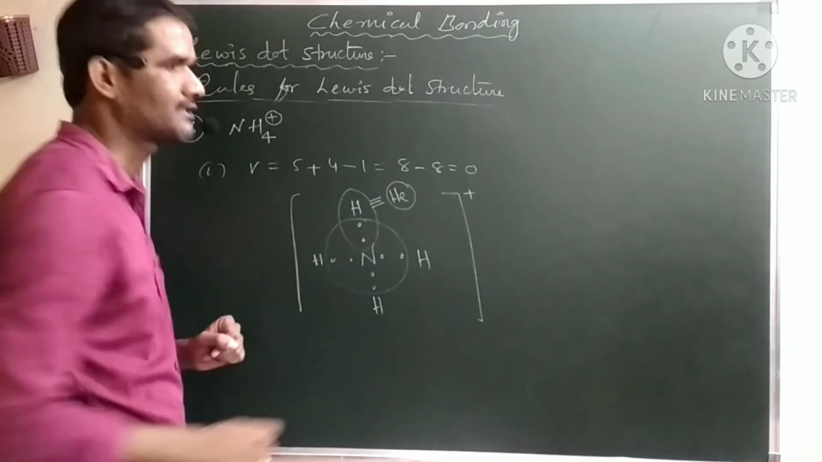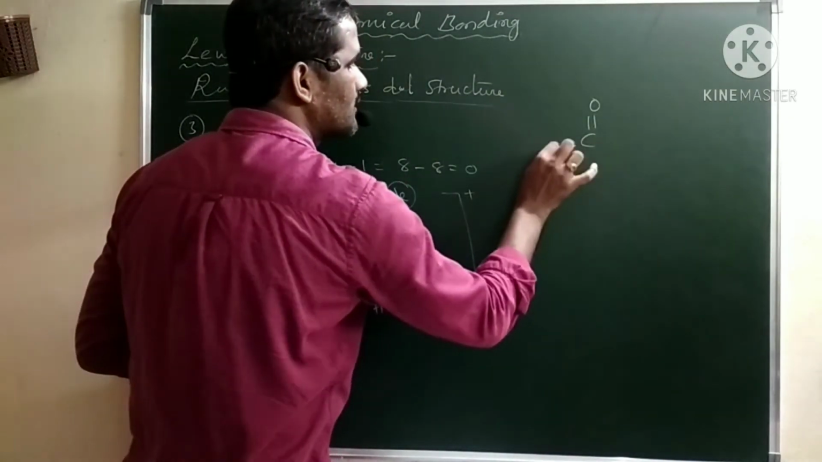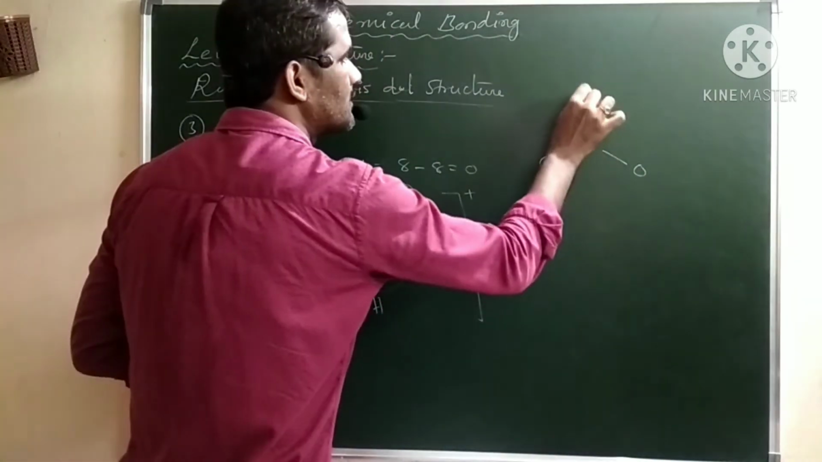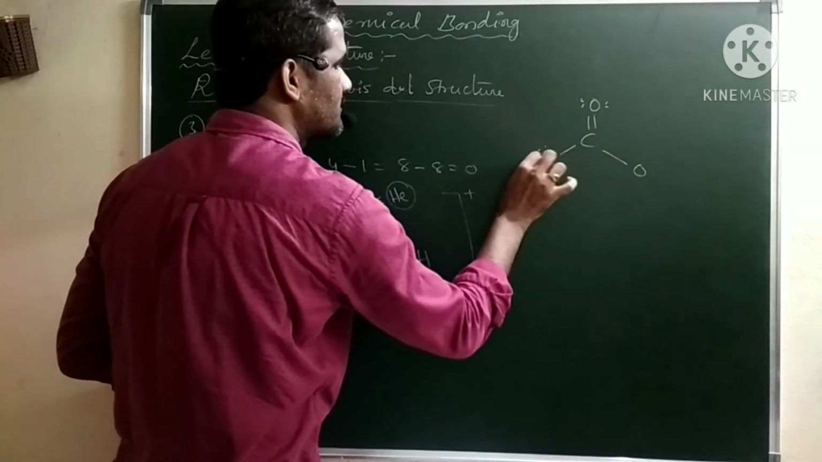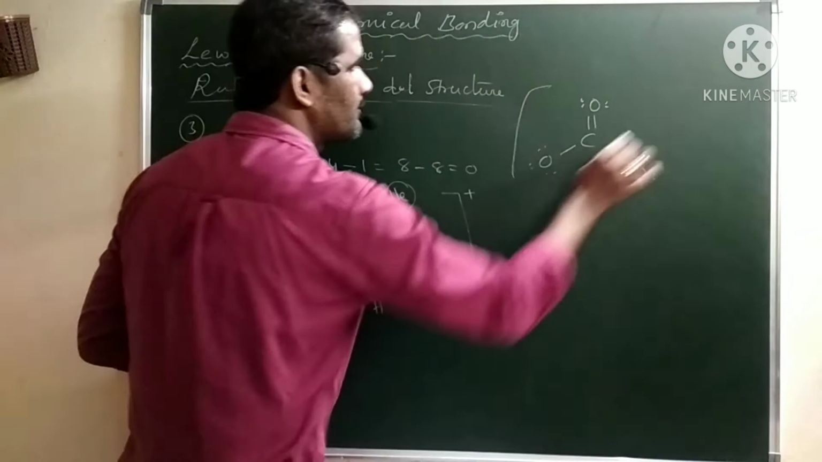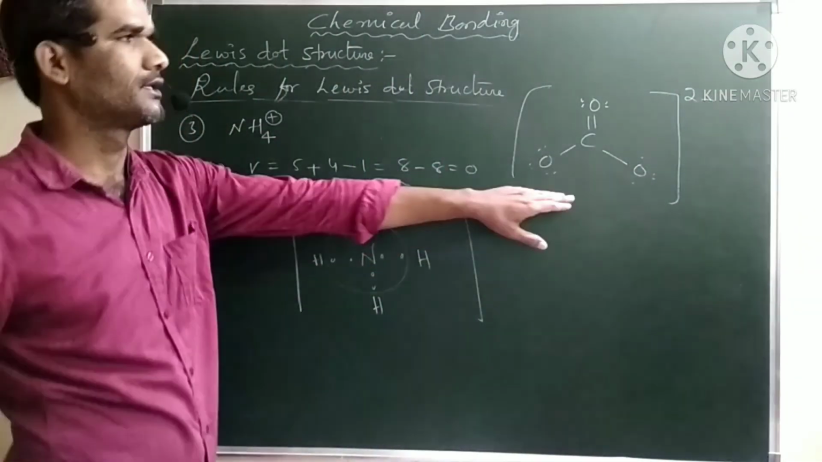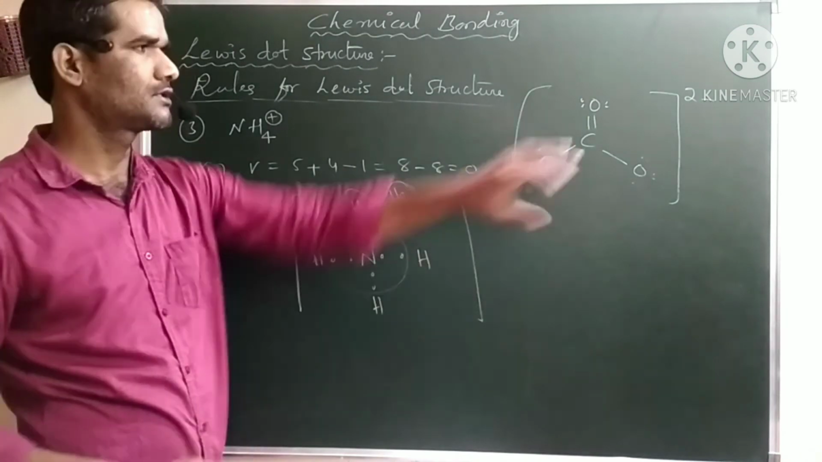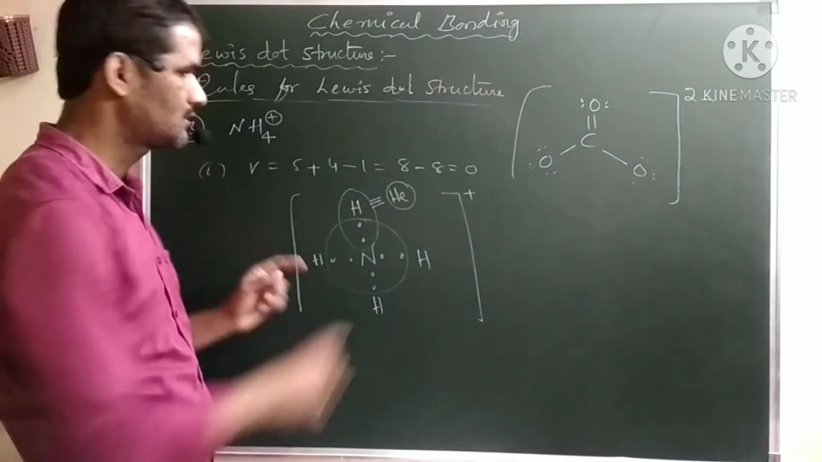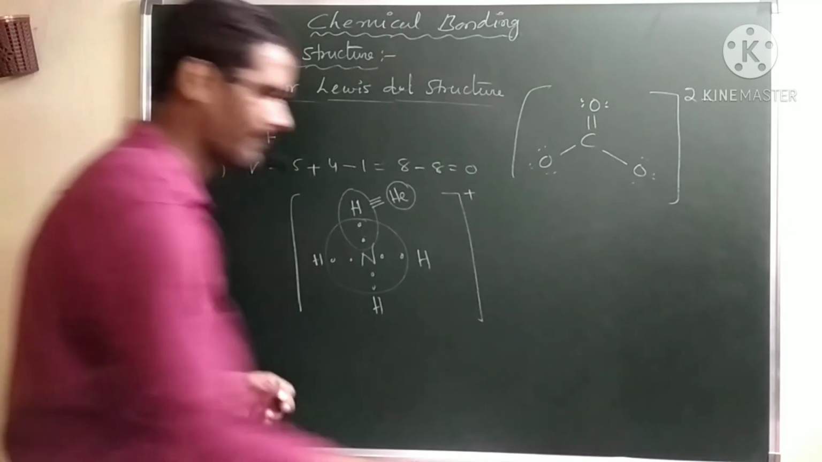Similar to the previous case, I didn't write it. For carbonate, we have to give the representation like this. Just please correct this one. After that, we have to give the charge to the overall molecule, that is 2 minus. The charge belongs to the entire molecule. Here also, the positive charge belongs to the entire molecule.